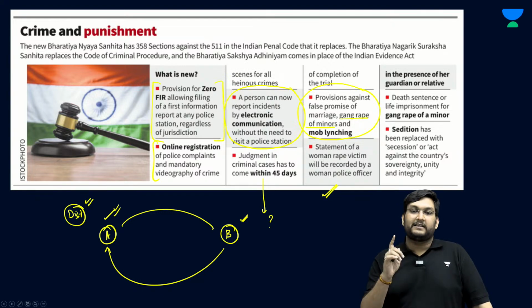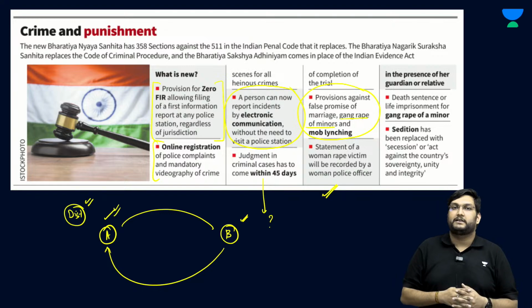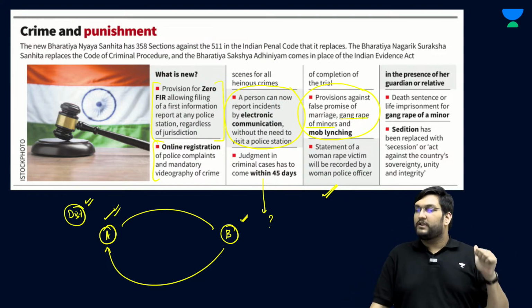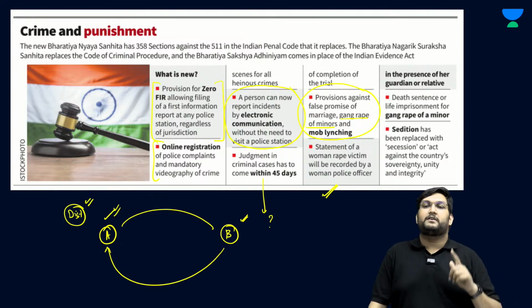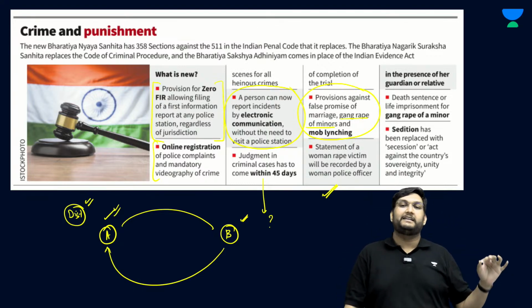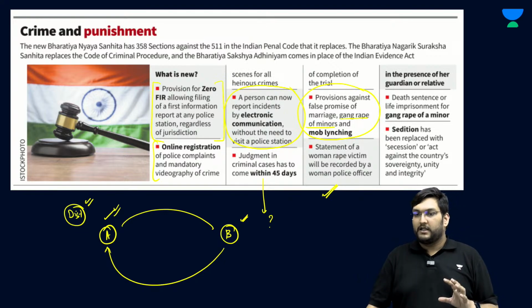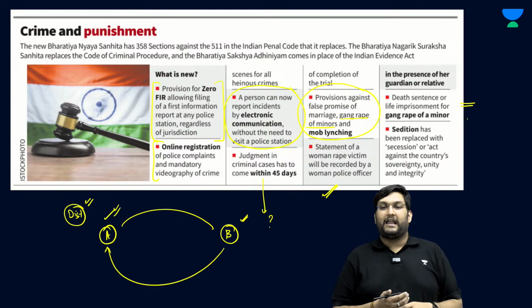Thereafter, it is also very clear that when it comes to a woman rape victim, she will not record her statement in front of a male officer. It has to be a woman officer, along with the fact that she will also have her guardians inside the room so that she can be comfortable and record her statement. Then death sentence or life imprisonment minimum for gang rape of a minor.